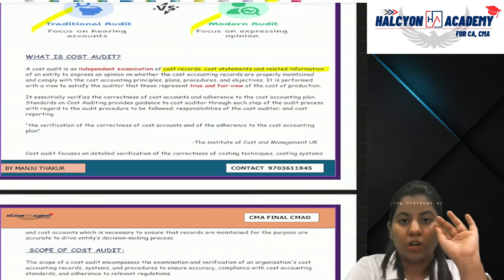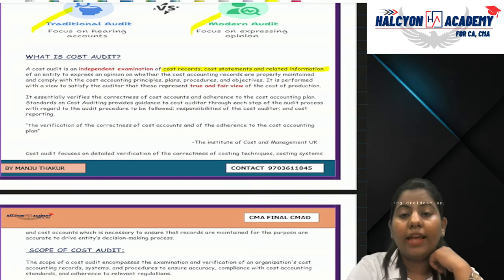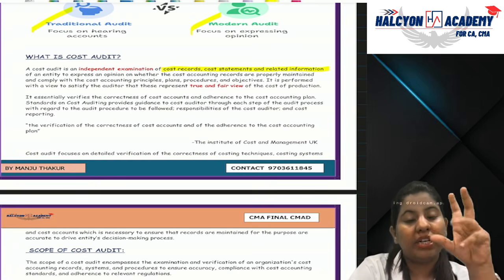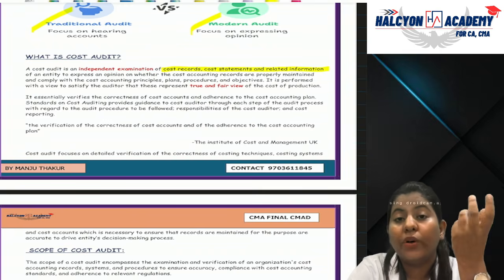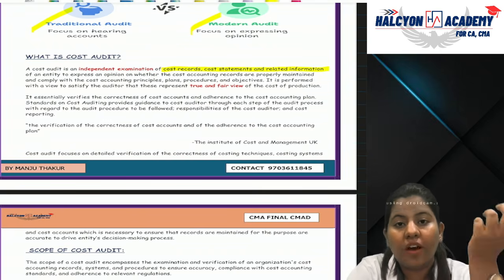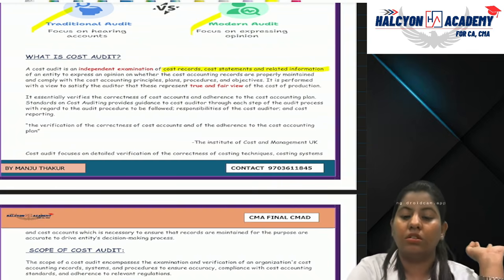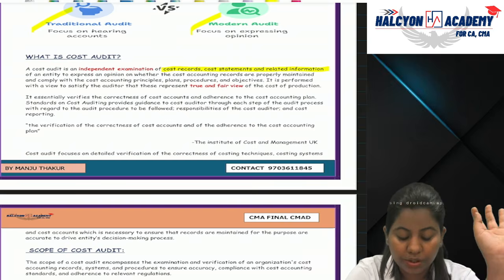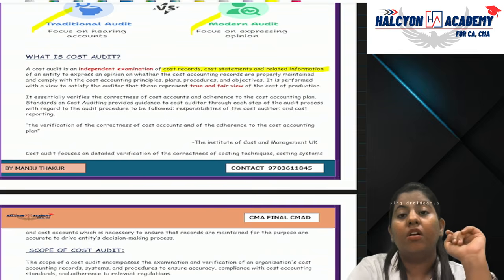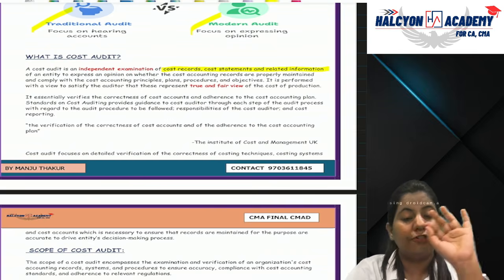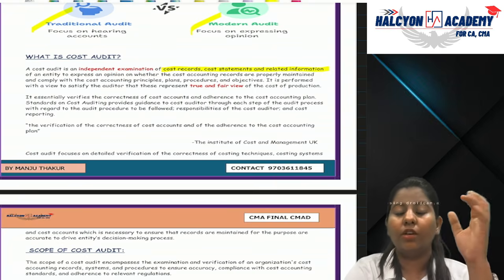Cost records means records related to each and every element, like information related to material usage, labor hours, overhead rate, machine hours. Everything is included in cost records, and everything is recorded in cost accounts. So these are cost records.